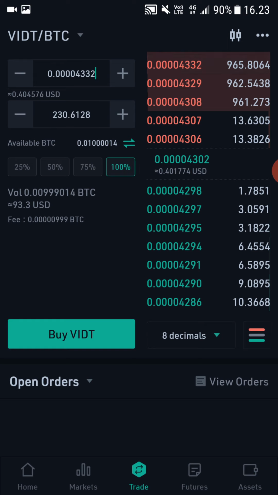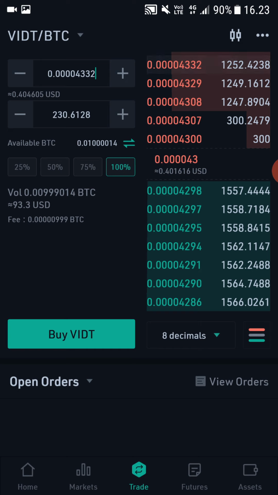So when I click the red one at the top right, where it says 0.00004329, it's going to select the price as that, because this is the lowest that somebody is selling Bitcoin. So you can select how much you want to pay for one Bitcoin. Now the below here is the amount that you are going to get. So with that price, you're going to get 230 Bitcoins.